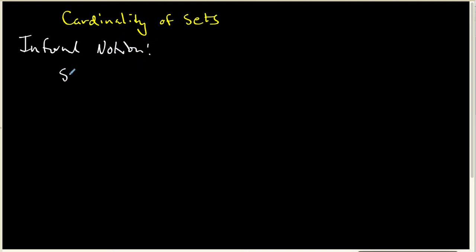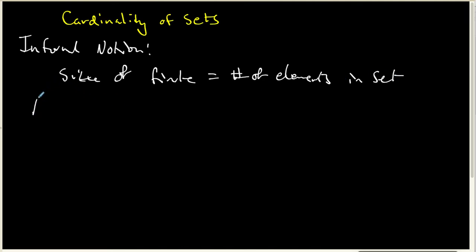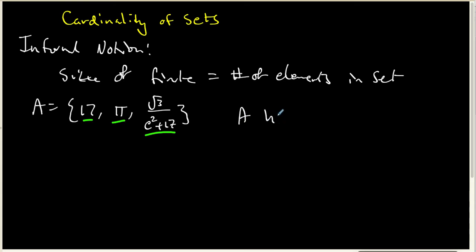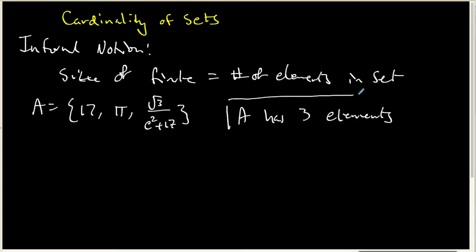One way of thinking about the size of at least a finite set is to think about it as the number of elements inside the set. So if my set was something like A is equal to 17, pi, and then, I don't know, the square root of 3 over something weird like e squared plus 17, I can think about this set as having 1, 2, 3 elements. So I want to make that note. A has 3 elements, and I want some notation for this particular fact.